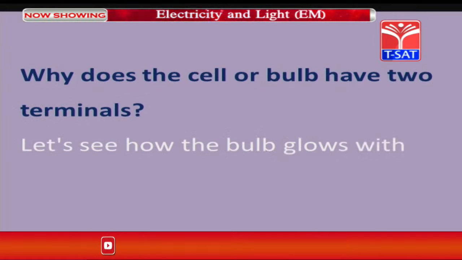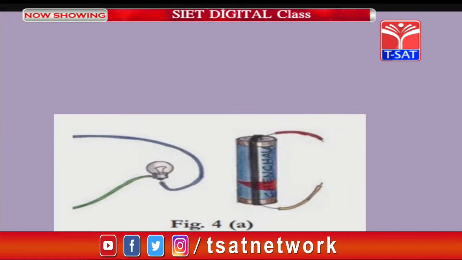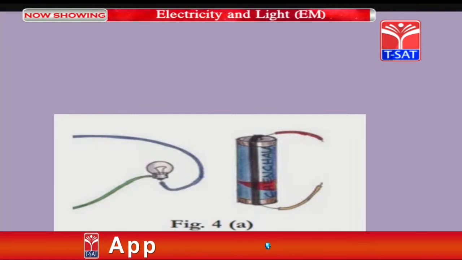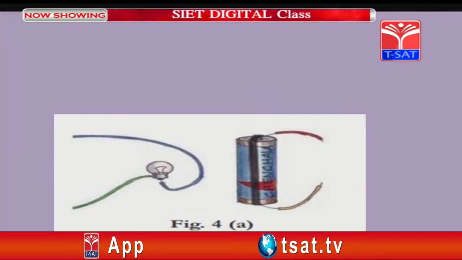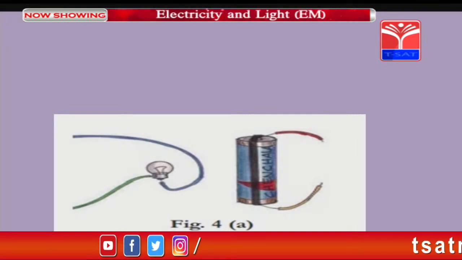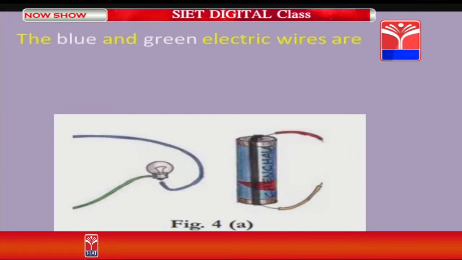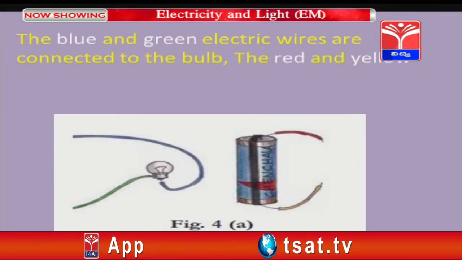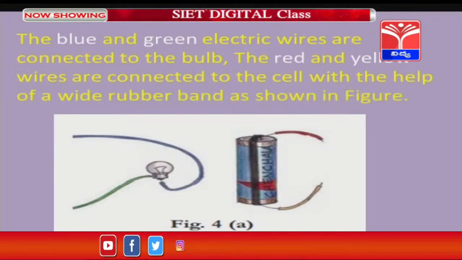Let us see how the bulb glows with the help of the cell. Now in this figure we have a battery, red wire, yellow wire, blue wire and green wire. The red and yellow wires are attached to the cell and the bulb is attached to the green and blue wires. With the help of them, we will construct a simple circuit. The blue and green electric wires are connected to the bulb and the red and yellow wires are connected to the cell with the help of a wide rubber band.